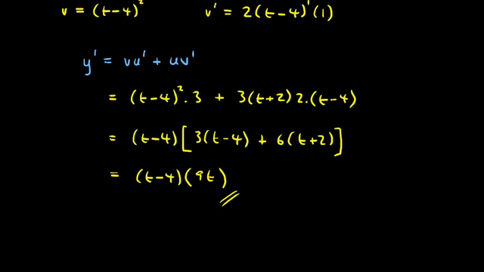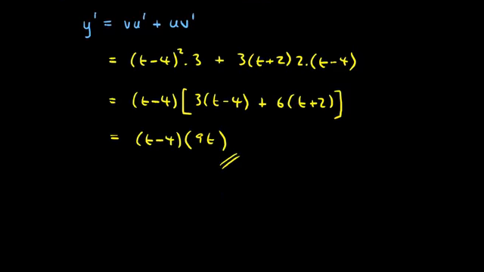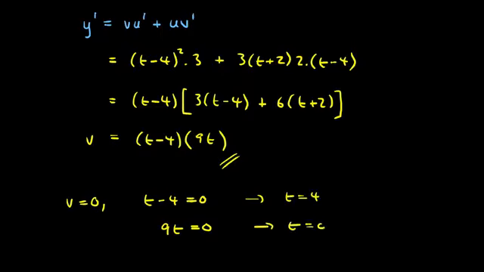Now, the question was to find when the velocity is equal to 0. So this is our velocity. So when is velocity equal to 0? Velocity is equal to 0 when either t minus 4 is equal to 0 or 9t is equal to 0. And of course, that gives us solutions t is equal to 4 or t is equal to 0. So that's when our velocity is equal to 0.